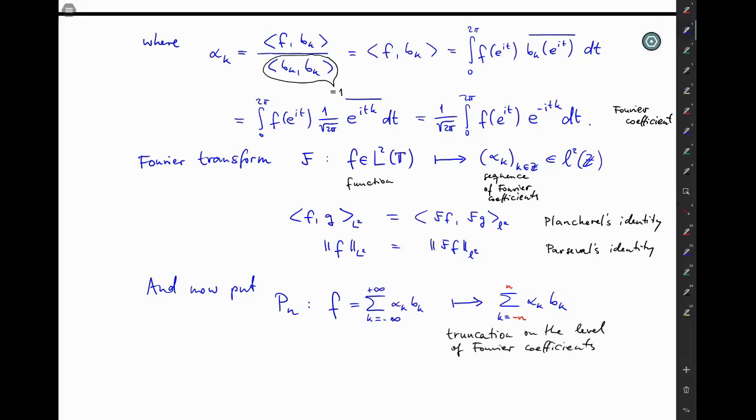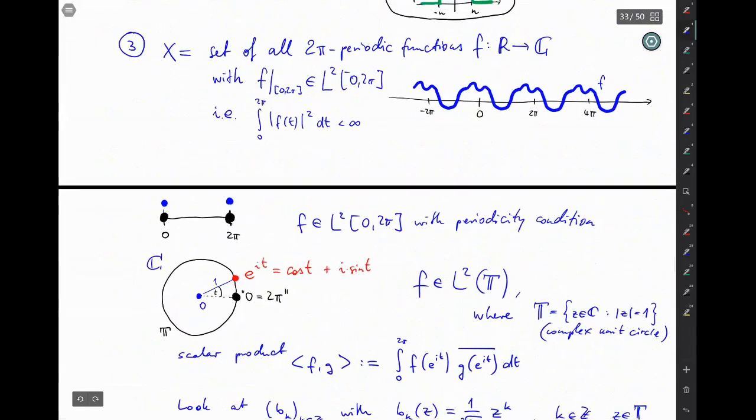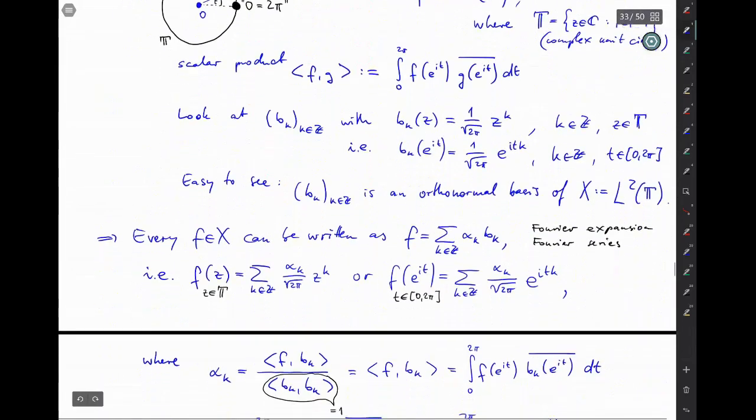Well, that was a quite long example, but I think a very important one. Engineers use that all the time.